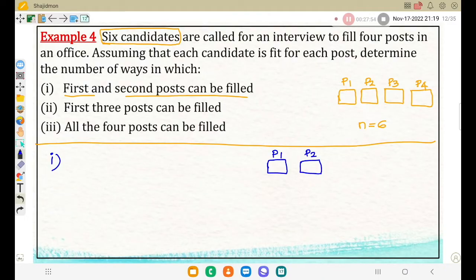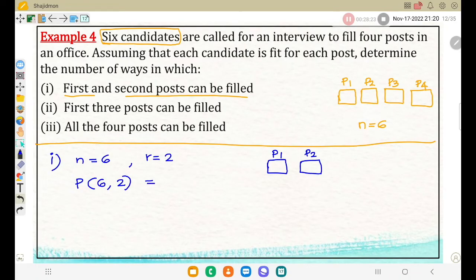That is the question. So what is the total number of candidates? 6, correct? How many posts do we need to fill? r equal to 2 posts, correct? Post 1 and post 2. So how many ways can we arrange these 6 pupils in 2 posts? Permutation of 6 pupils, taking 2 at a time, because only 2 posts we are filling.